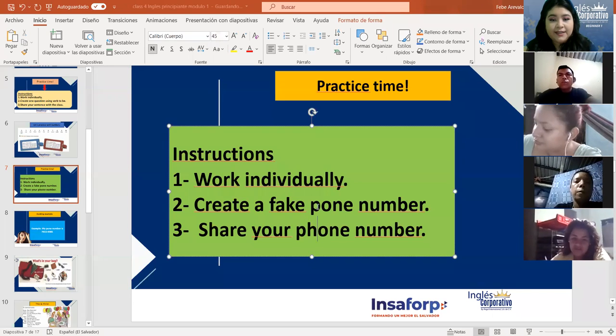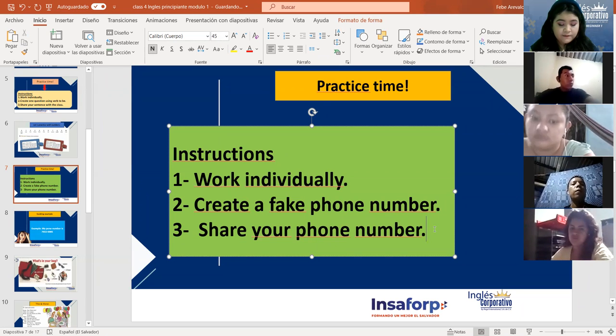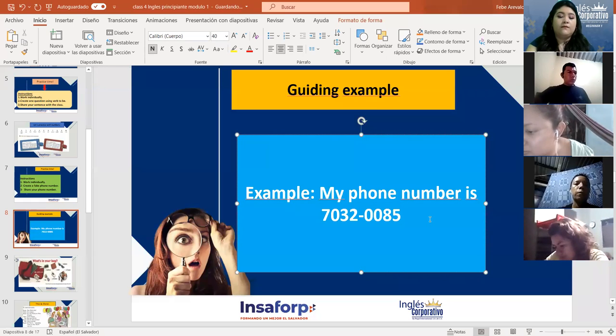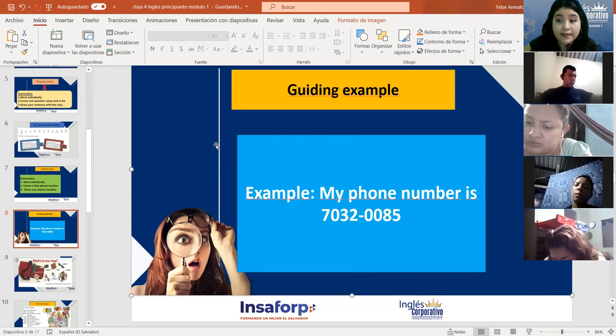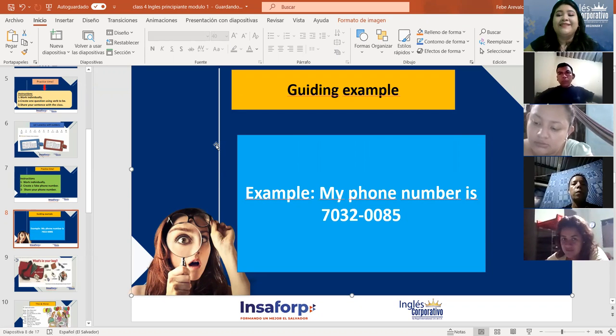And here I'm missing the H. Oh my gosh, right? You're going to tell me your phone number. Now, on your notebooks, if you want, write it down. Remember that we need 8 numbers because in El Salvador, we use 8 numbers. Now, this is my guiding example. My phone number is 7032-0085. Let's suppose that's my phone number, right? You're going to do the same. You're going to create a fake one, and then you're going to share it.